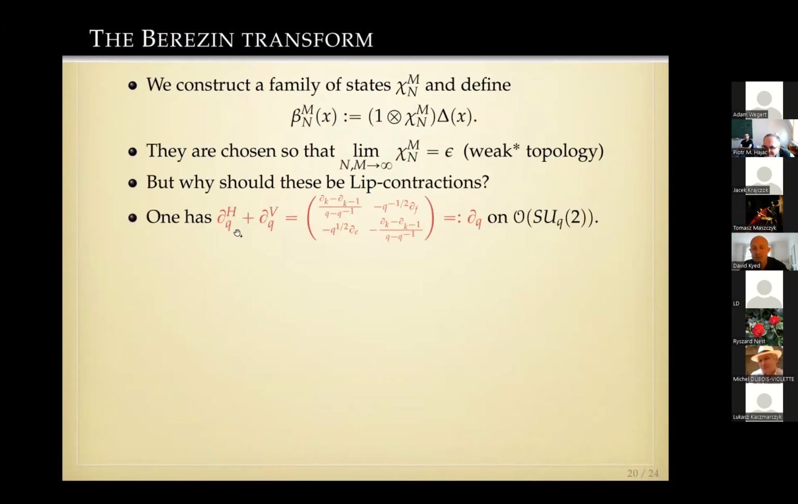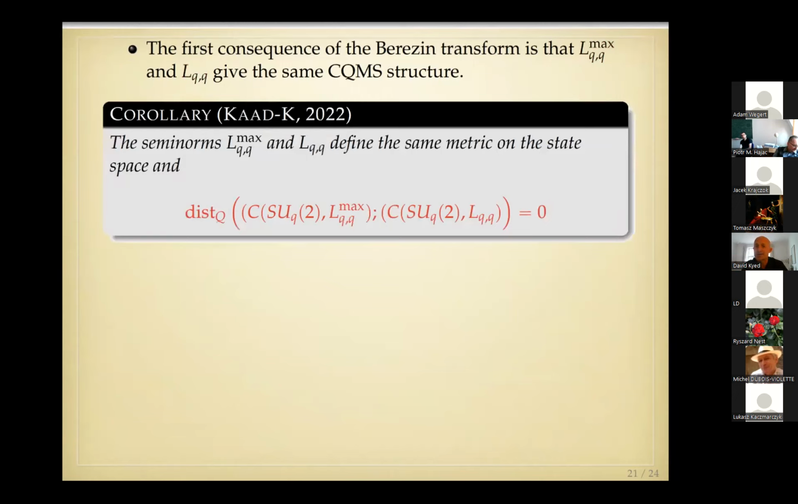So what does one gain from such a Berezin transform here? Well, once the dust settles, it turns out that it doesn't really matter whether you look at the maximal or the minimal semi-norm, because they give you the same quantum metric structure in the following sense: at the level of state spaces, they actually define on the nose the same metric. So it doesn't matter whether you enlarge your unit volume. And from the quantum metric point of view, the distance between the two quantum metric spaces that you get is 0.